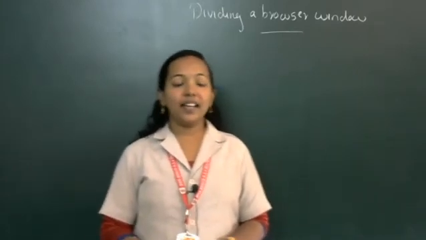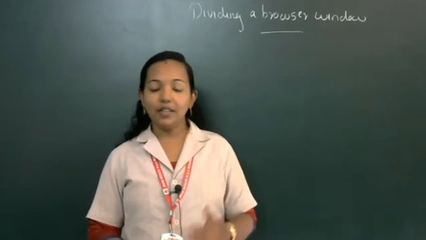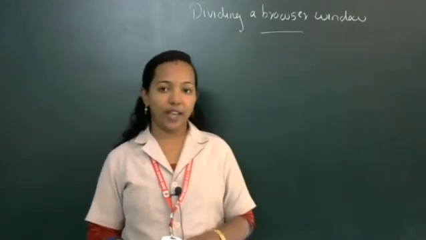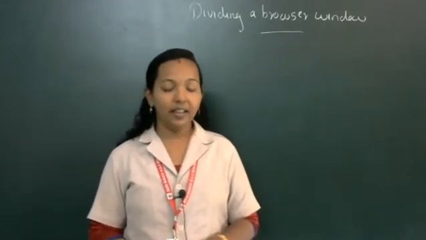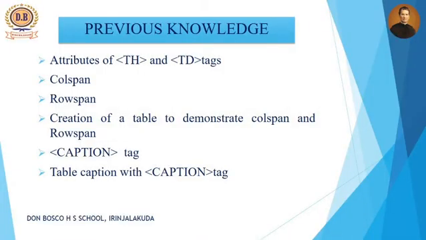Okay, we are dealing with the topic HTML. So we already saw different types of HTML tags. Then in the previous video we saw the special properties of the table tag, then colspan, rowspan and different attributes of the th and td tags, and last we discussed the caption tag. The caption tag is used for giving captions to the table.